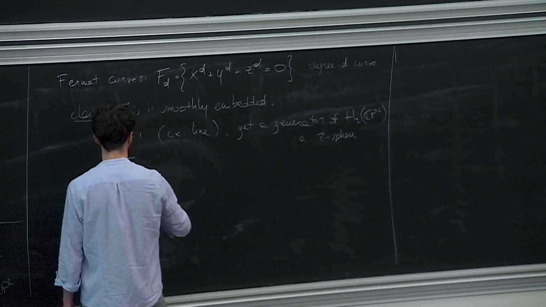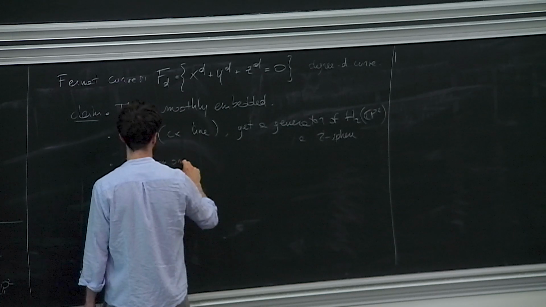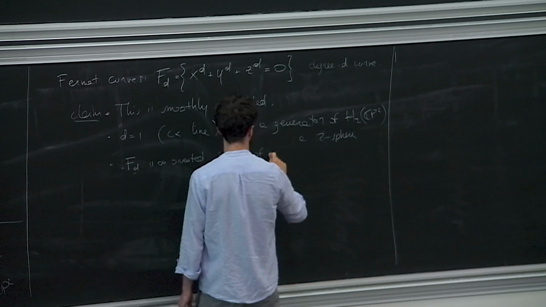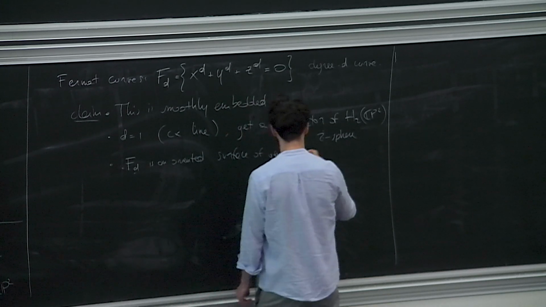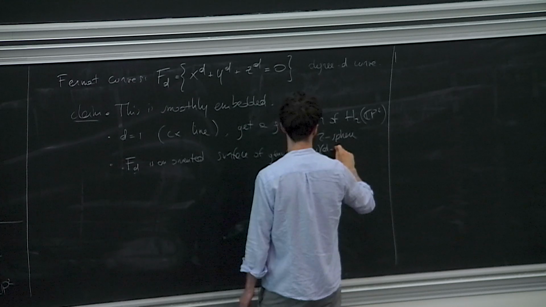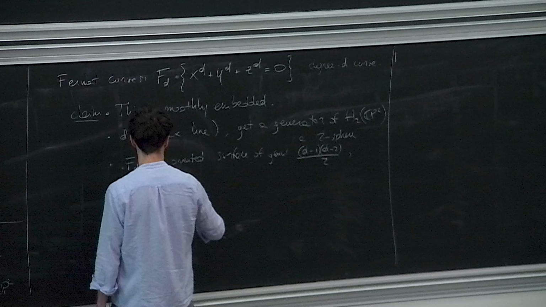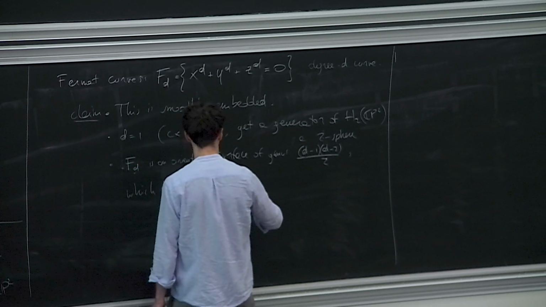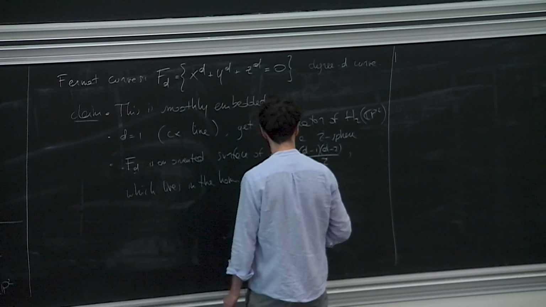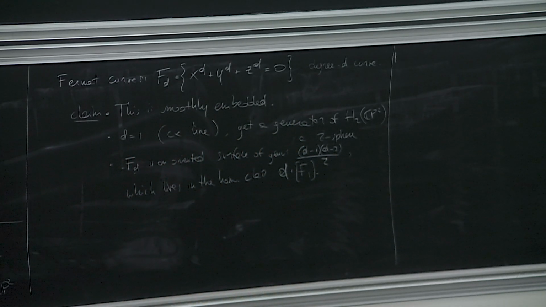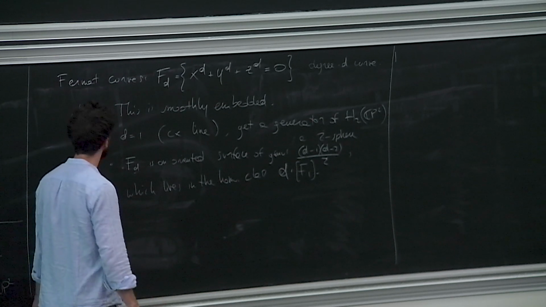In general, F_d is an oriented surface of genus (d-1)(d-2)/2, which lives in the homology class d times the homology class of F_1. And if you were in Montpellier in February, you've heard a lot about these things from me. If you were not, well, too bad for you.